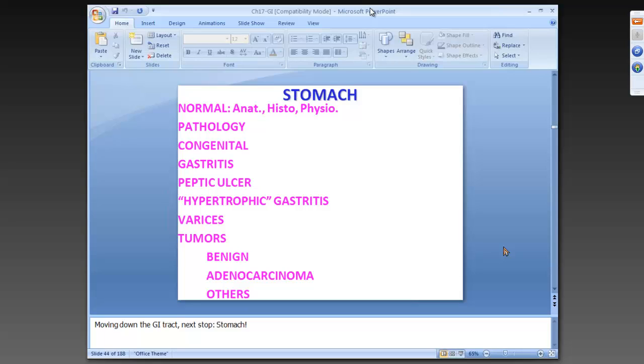We're now moving down the GI tract. Our next stop is the stomach. Remember, we started in the mouth, worked our way through the esophagus. Now we're in the stomach. And you can imagine where the course is going to end by the end of slide number 187. There should be the rectum. We're going by segments.